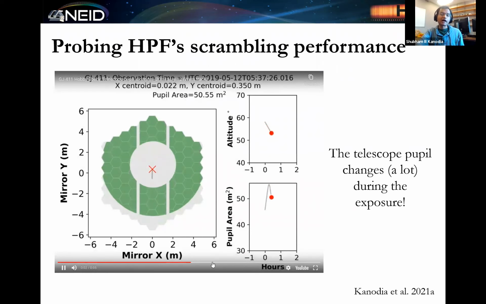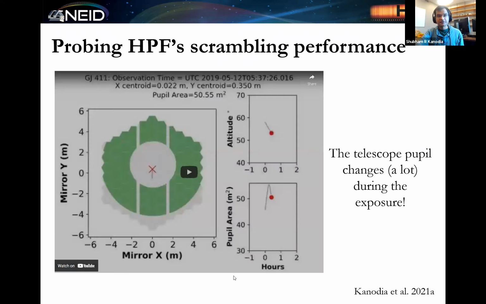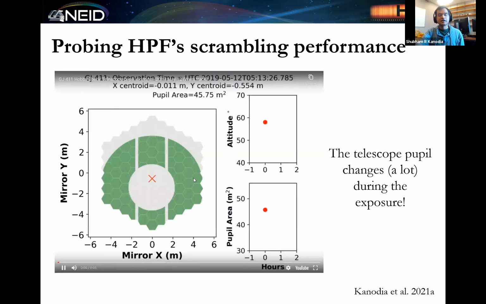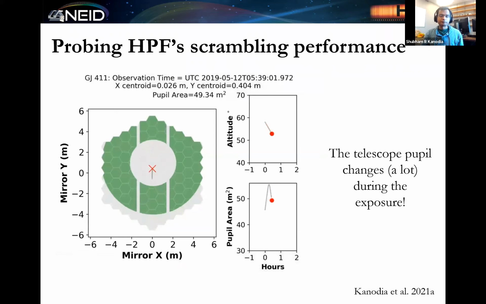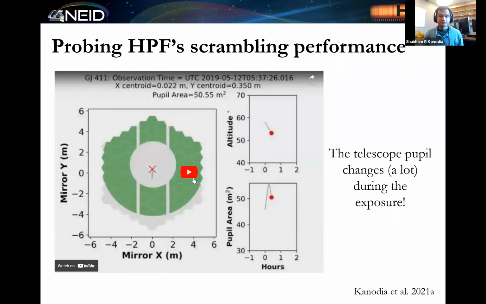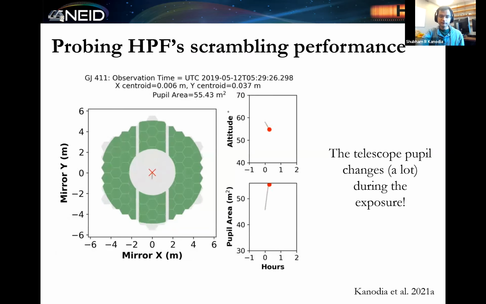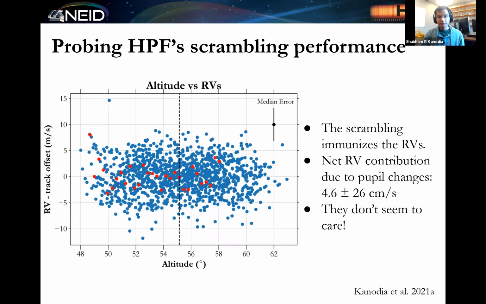Now, the problem is, if this is uncorrected, this is going to cause RV shifts in the order of many meters per second every exposure, which will basically drown out any kind of planetary signal that we're trying to measure. And therefore, we have designed a ball scrambler system that we implemented in HPF, tested in HPF, and then also implemented in the next instrument we built, which is NEID. And in this paper, which we submitted earlier this year, we show that the RVs basically do not seem to care about this drastic change in the telescope pupil parameter.